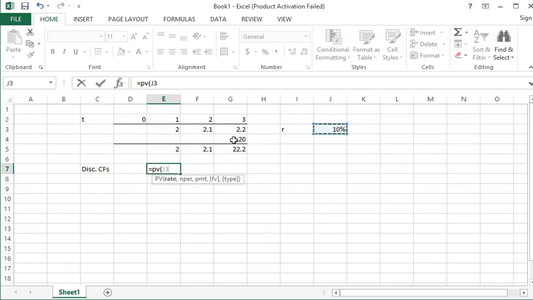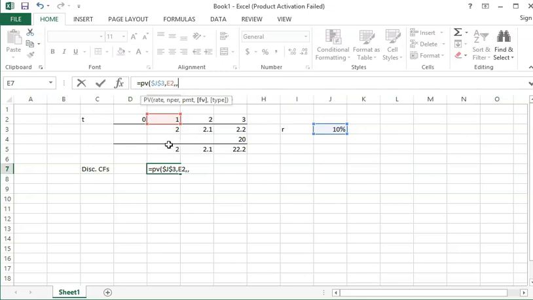Rate is 10%. The rate will remain 10% for all the calculations, so I will block the cell. Comma, number of periods. The number of periods is this one. It will change throughout, so I will not block it. And payment, there is no payment as such. Payment is used for annuity. There is no annuity here, so I will leave it blank.